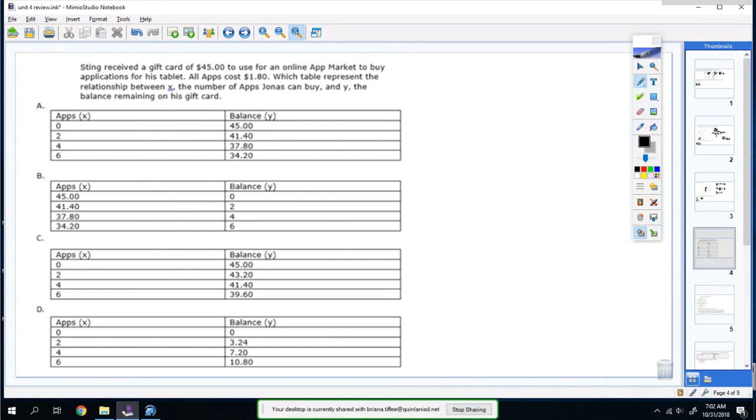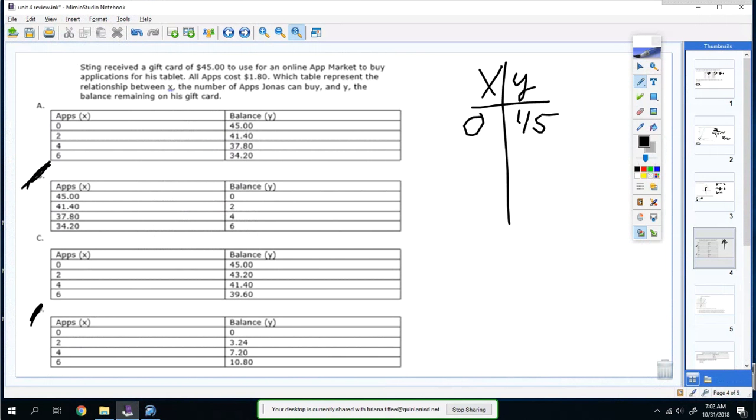Jonas received a gift card of $45 to use for an online app market to buy applications for his tablet. All apps cost $1.80. Which table represents the relationship between X, the number of apps Jonas can buy, and Y, the balance remaining on his gift card? Okay, so I'm going to create my own table and then find the answer. So if I bought 0 apps, it means I have $45. So I'm going to check my table. So A is right, B is wrong, because they have it switched. And then D is wrong because at 0 apps it says you have $0 and it looks like you're gaining money when you buy apps. That's not how it works.